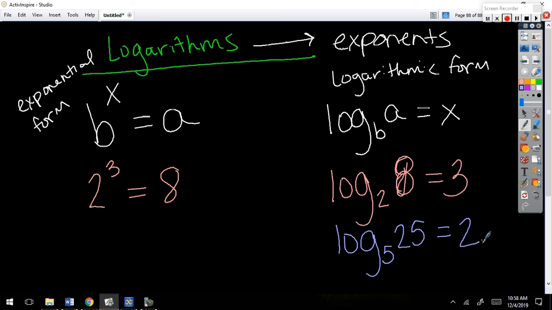Log base 2 of 25 equals 2. 5 to the second. Yes, sir. This is literally just being able to rearrange and rewrite. Does that make sense? So there's no working out we have to do with this? Not in changing forms, not yet.